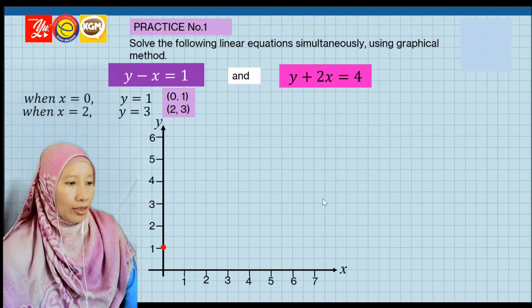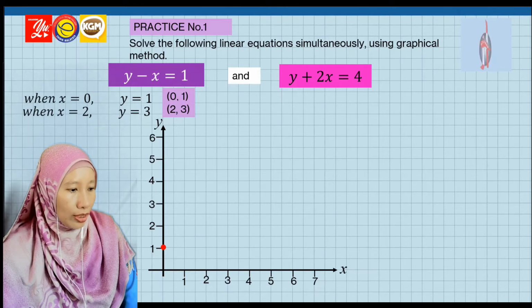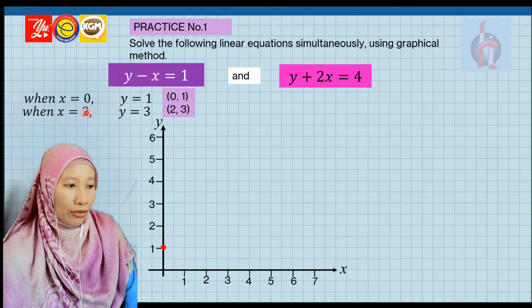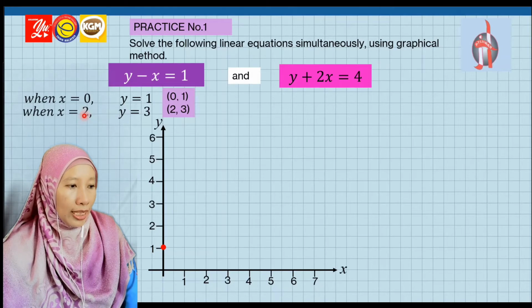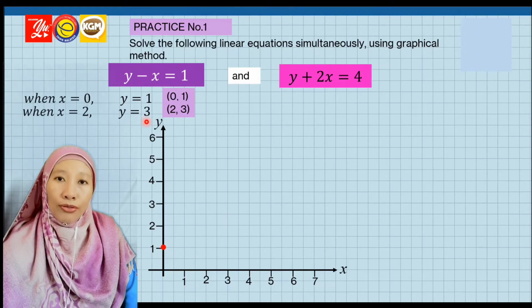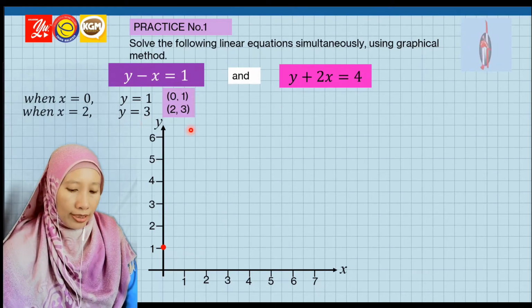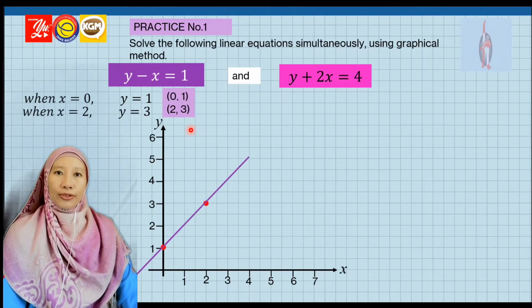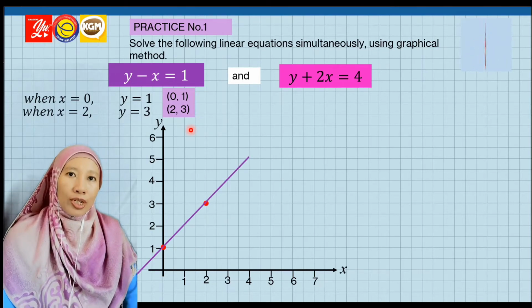First, you choose the value of x. You decide the first value, x equals 2. And then you substitute it here. You calculate the corresponding value of y. Then we get the coordinate. So we plot the coordinate and draw the graph. So that is our graph for the first equation.